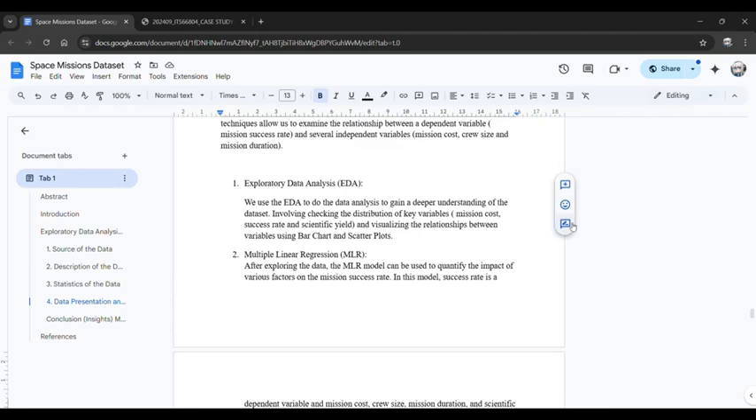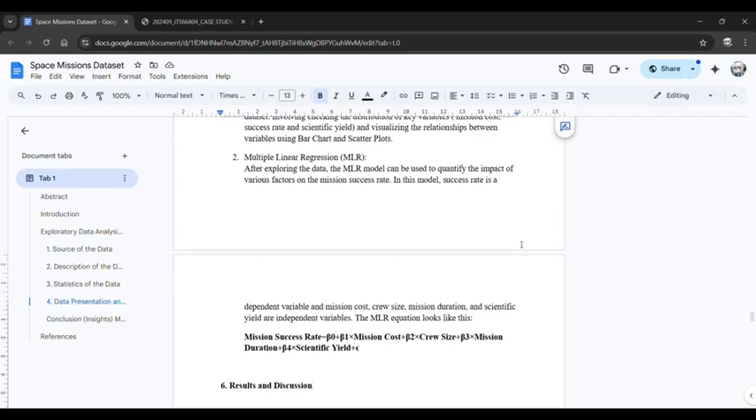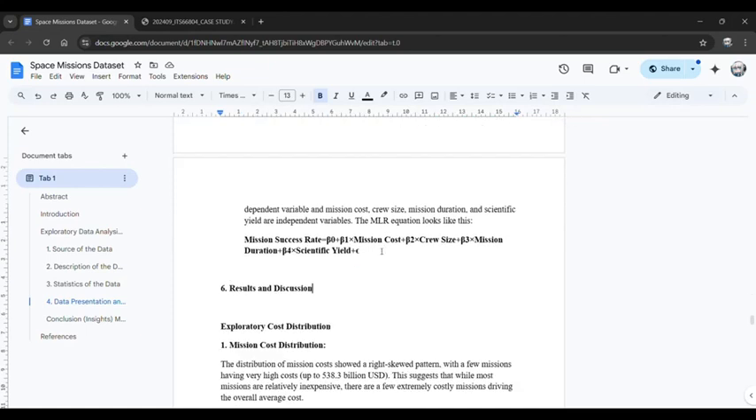The second one is multiple linear regression (MLR). After we have explored the data using EDA, we use the MLR model to quantify the impact of various factors on the mission success rate. In our model, the success rate is the dependent variable, and the other variables like mission cost, crew size, mission duration, and scientific yield are independent variables. And this is the MLR equation we have used for the mission success rate.